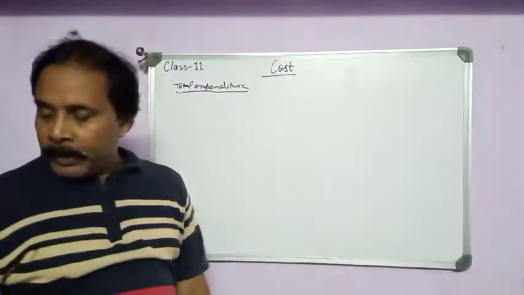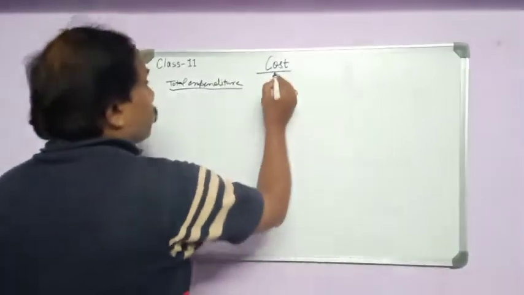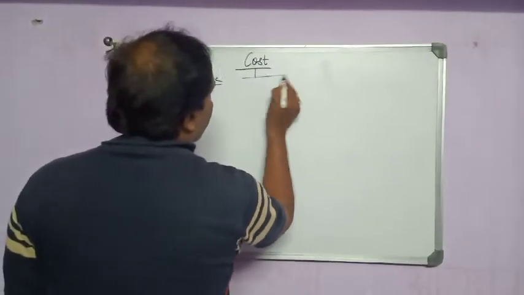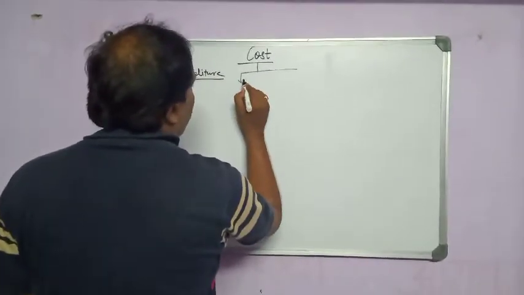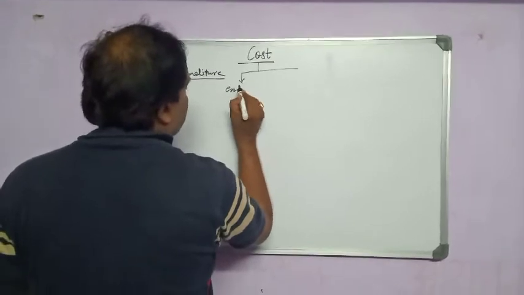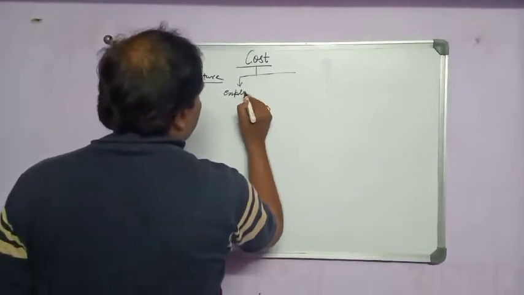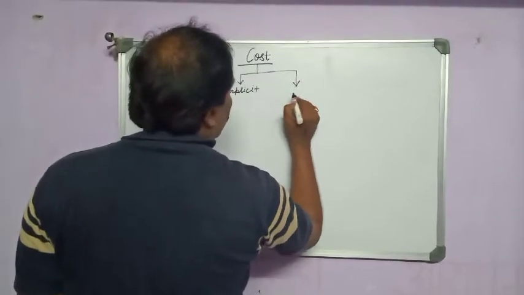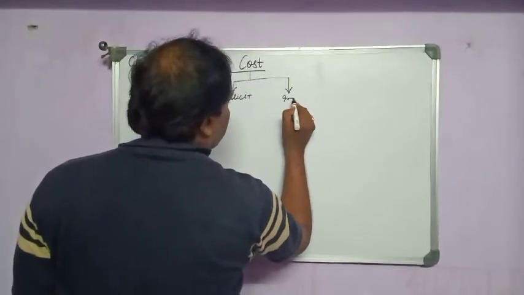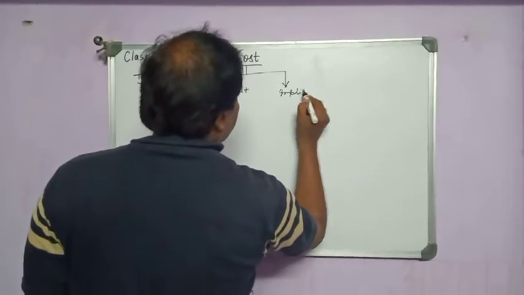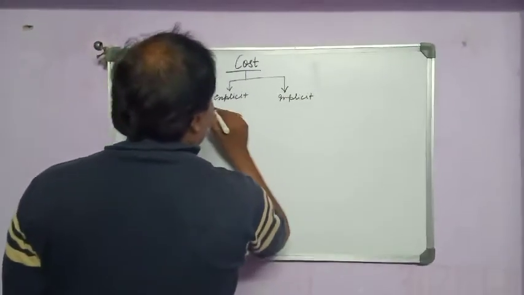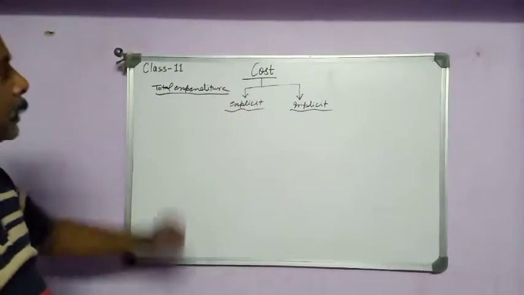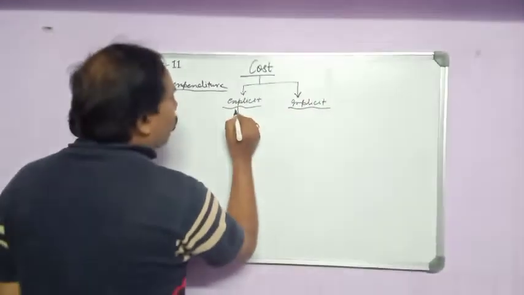Is it clear? Now, the cost is divided into two parts. One is known as explicit and the other is known as implicit cost. Clear? So explicit cost is the actual expenditure.